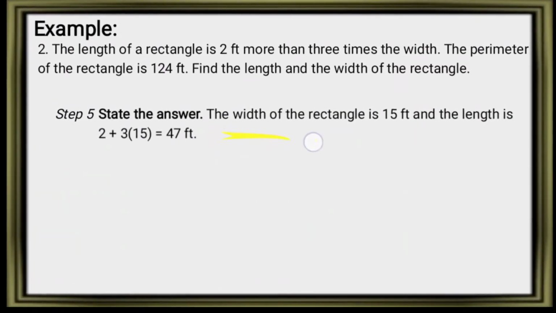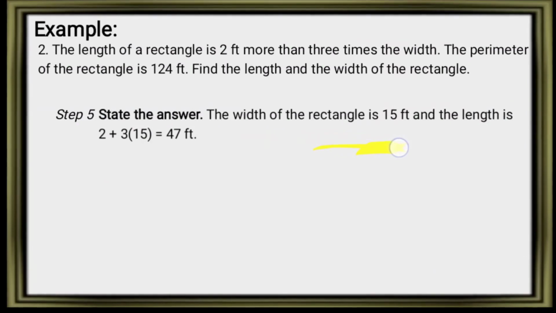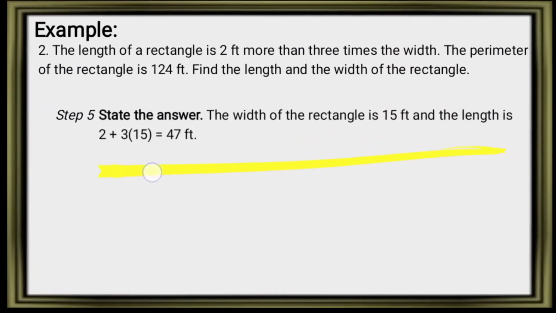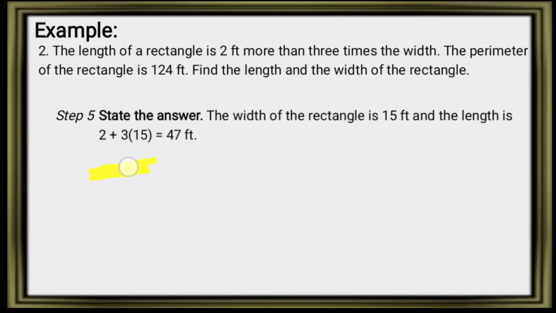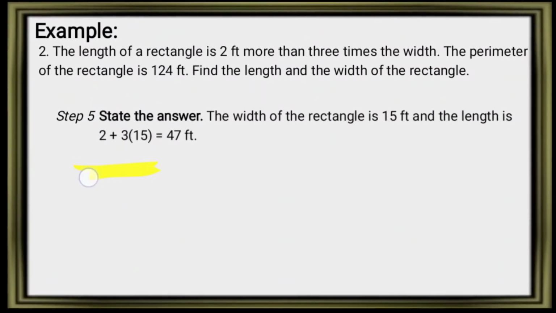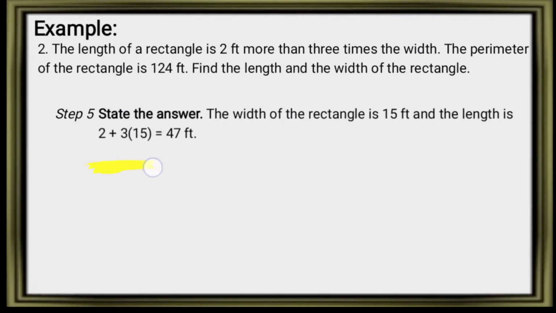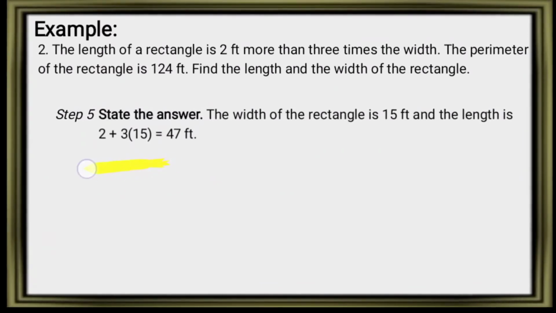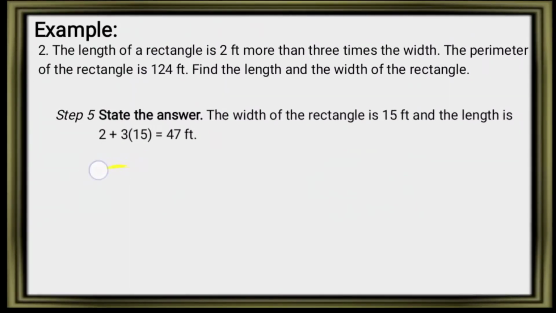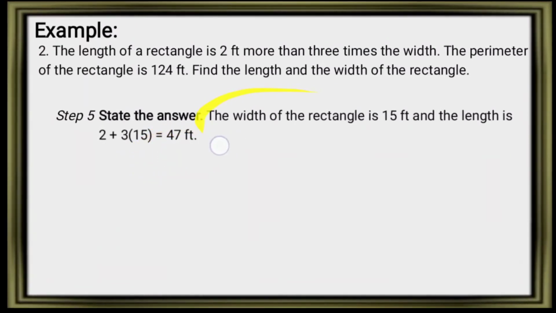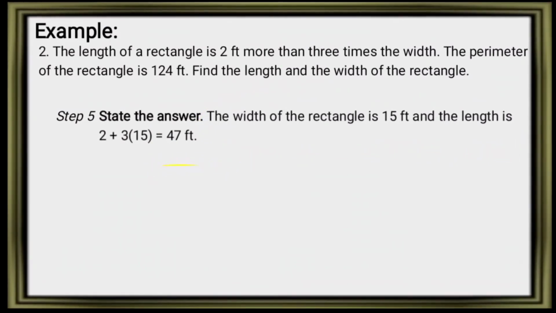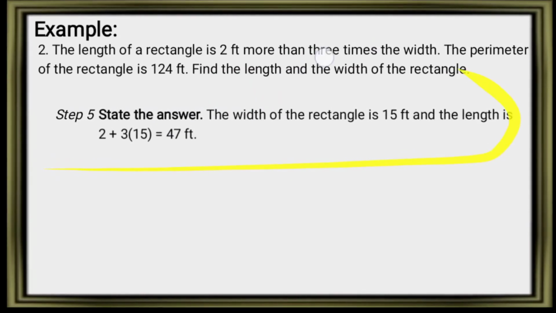So the width of the rectangle is 15 feet and the length is, so we will use the previous expression for the length, which is 2 plus 3 times W. So we will change W by 15. So 2 plus 3 times 15 is 45 plus 2 is 47 feet. So our answer is the width of the rectangle is 15 feet and the length is 47 feet. That is our final answer.